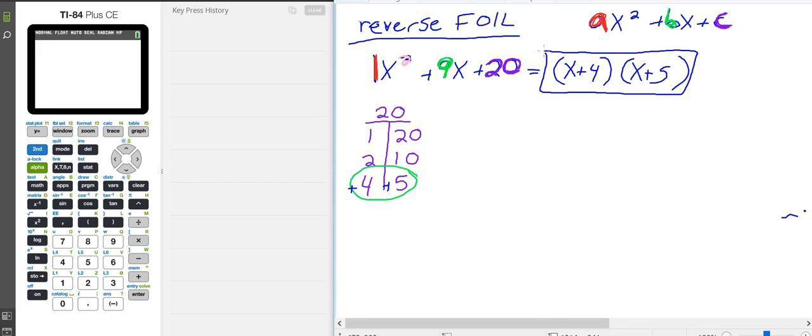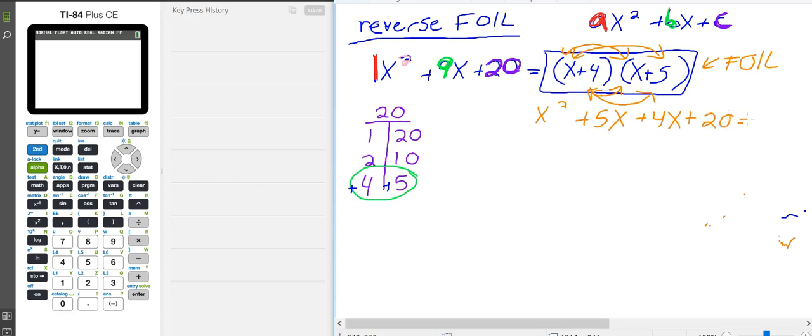Let's see if we got it right. We can use FOIL to FOIL our two binomials, see if we get back to our original trinomial. So we're going to do first, x times x is x squared. Outer, x times 5 is 5x. Inner, x times 4 is 4x. And last, 5 times 4 is 20.